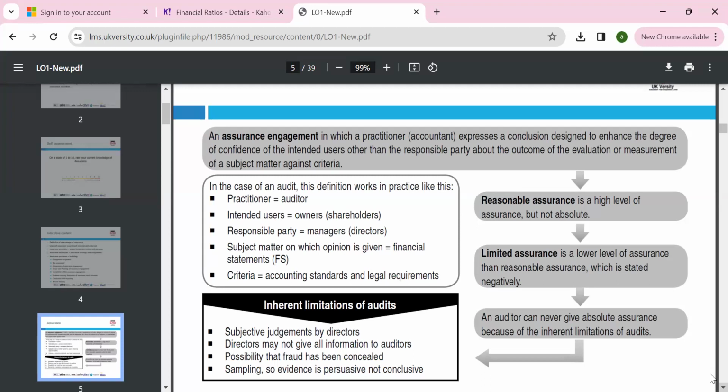In the case of the audit, the definition, the work, the parties are: practitioner, auditors, intended user, owner, responsible parties, managers, subject matter, opinion on the financial statements, criteria, accounting standards, and legal requirements. Reasonable assurance is a high level of assurance, but not absolute assurance. Limited assurance is a lower level of assurance than reasonable assurance, which is stated negatively.